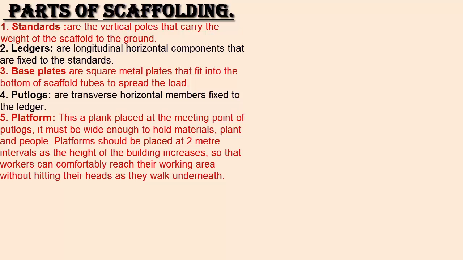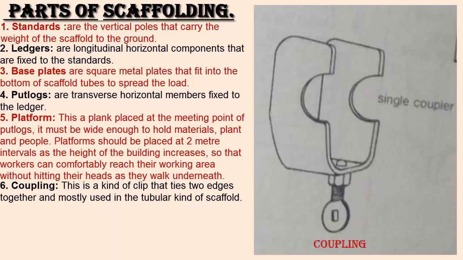When we look at the independent scaffold, particularly the tubular type, they have a kind of clip that ties one joint to the other. They call those coupling. All those clips that tie the joint together, either in the ledger or the standard, are called the coupling.